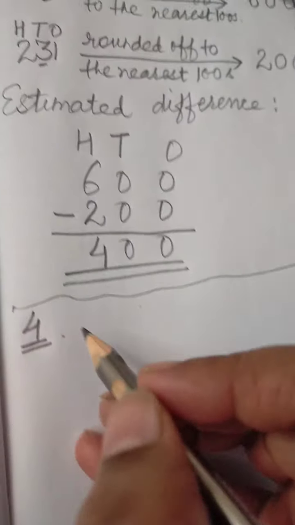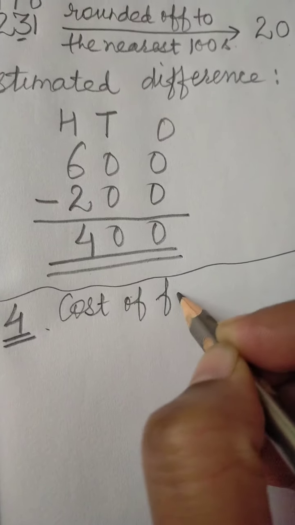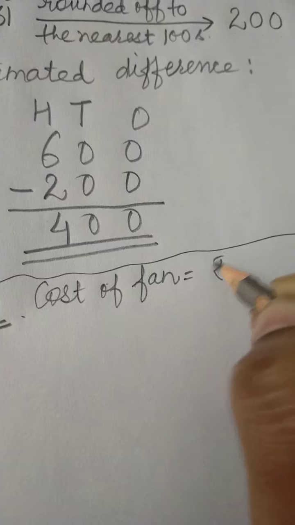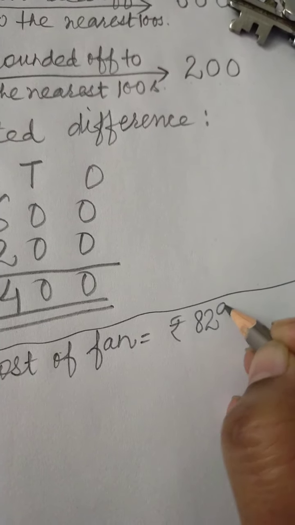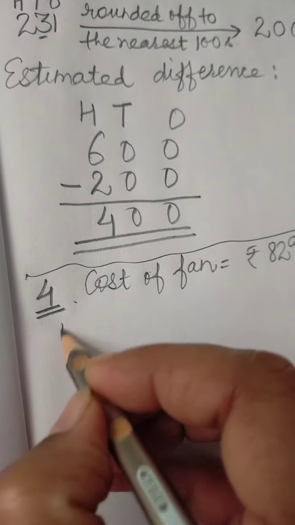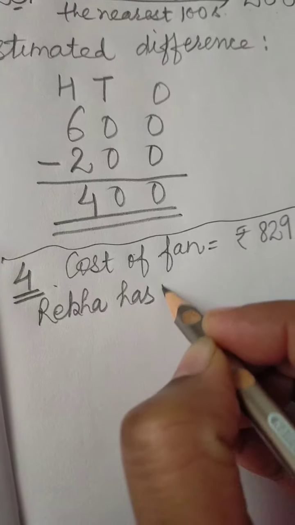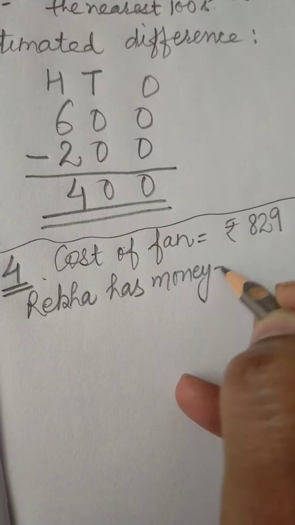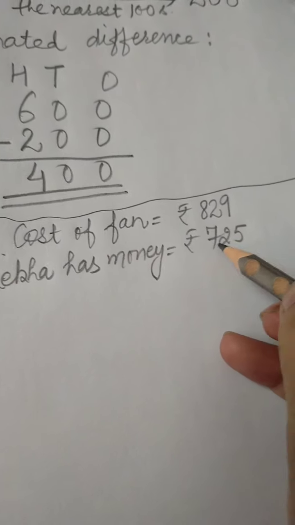See here, cost of fan, rupees 829. Rekha has money. How much money is with her? Rupees 725. Now she is having less money.